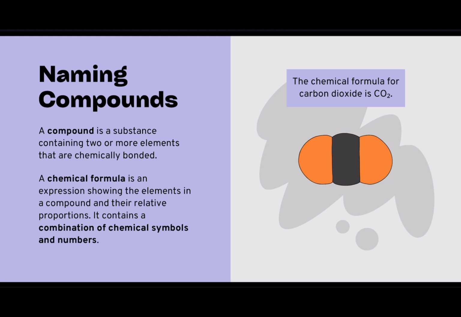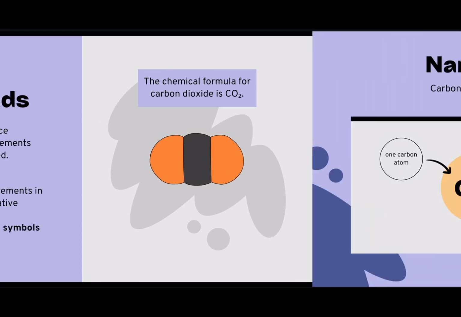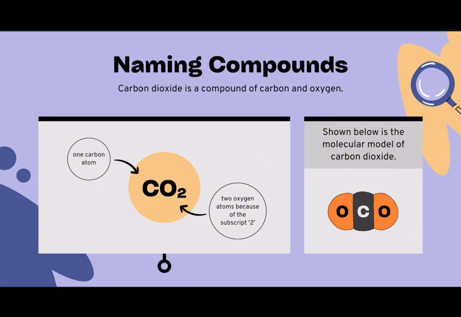So the chemical formula for carbon dioxide is CO2. Carbon dioxide is a compound of carbon and oxygen, and it has one carbon atom and two oxygen atoms because of the subscript 2. This is how a carbon dioxide molecule looks like.